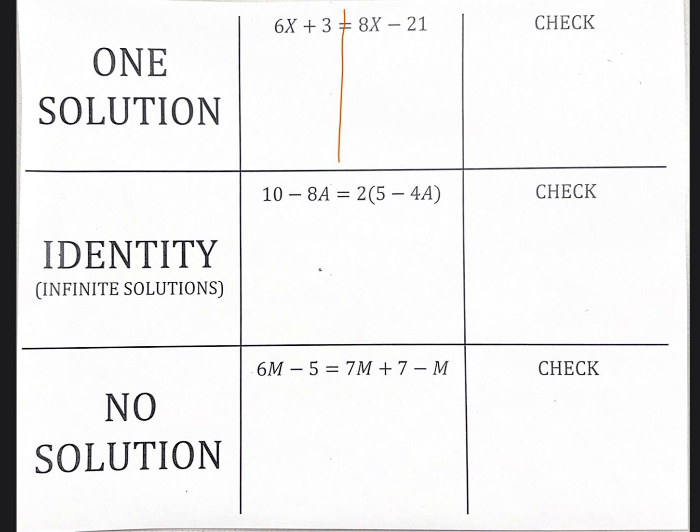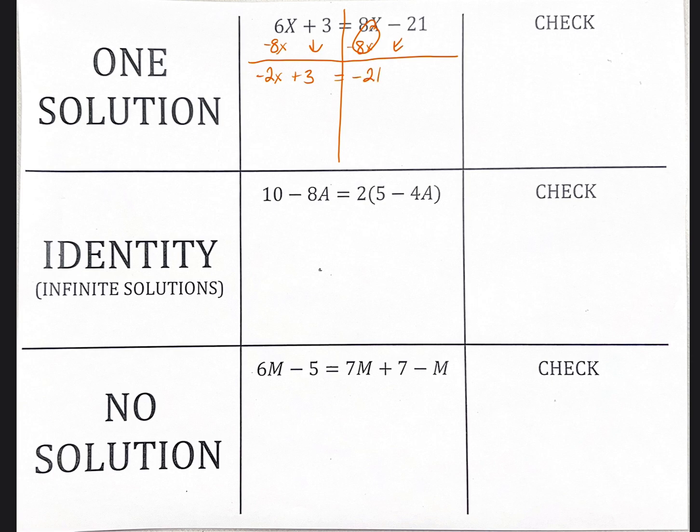We can't have that, so we're going to move from the right to the left, just because this is how we're used to seeing equations set up. 6x minus 8x is negative 2x. Bring that plus 3 straight down. Equals, this is now a 0, and I'm going to bring my minus 21 straight down.